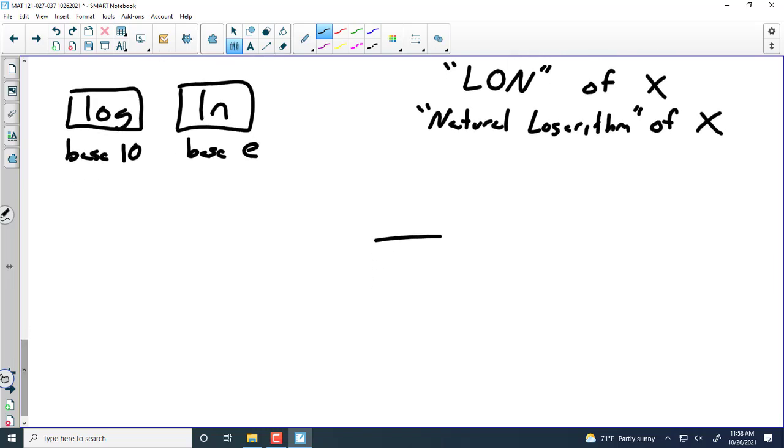Logarithms are the inverses of exponentials. What are the two bases we use most often with logarithms? Base 10, base e. That's why if we don't bother to write a base, we assume it's base 10, and that's why base e gets its own notation.